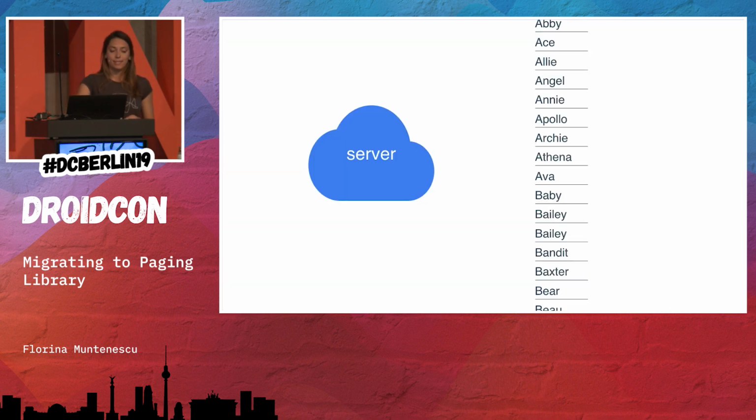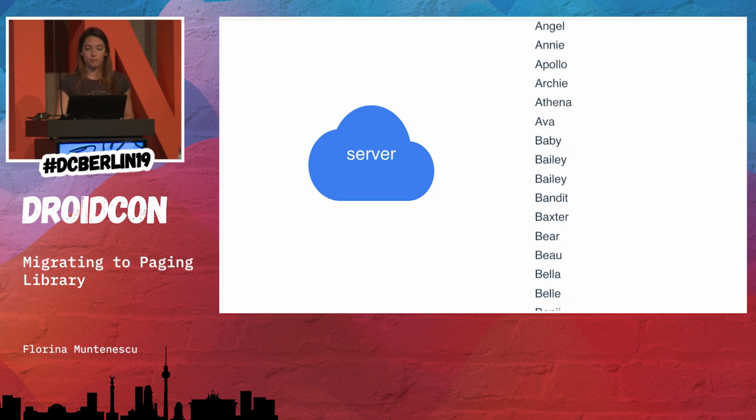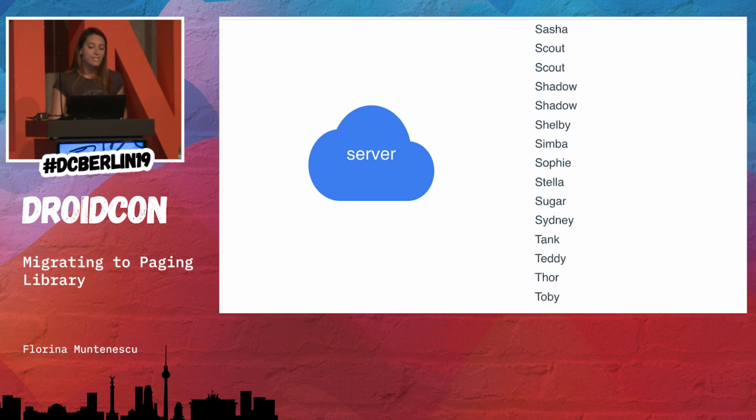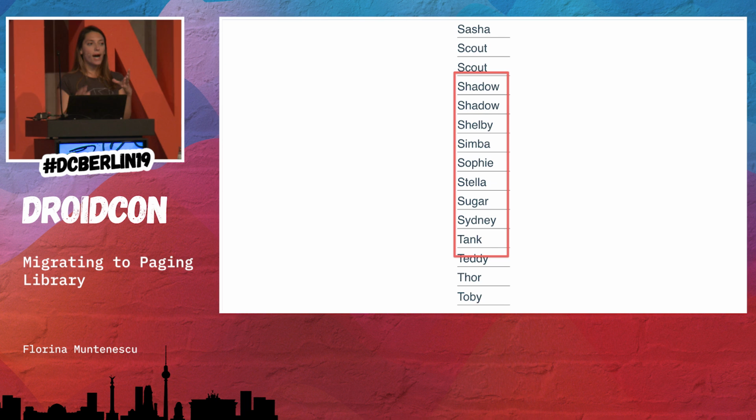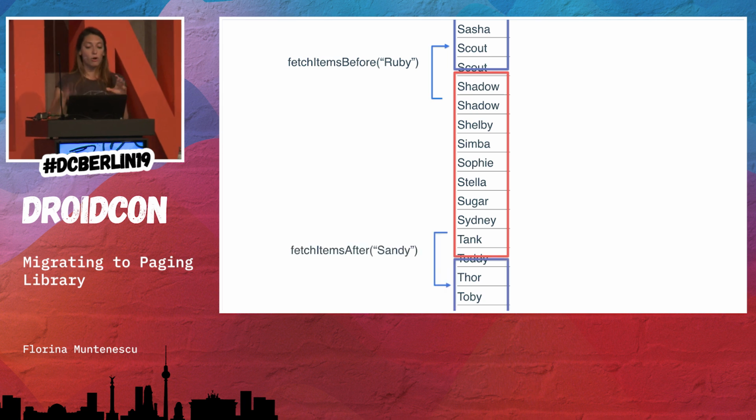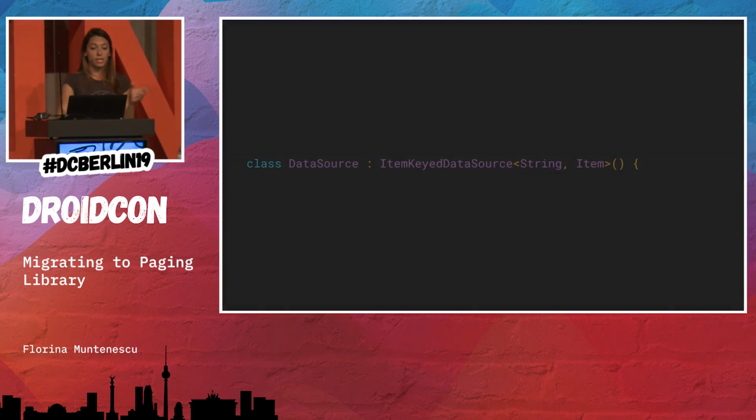Next, the item keyed data source. So let's say that your backend gives you a list of usernames, all of them ordered alphabetically. This means that you can uniquely identify, based on the list, which items can be fetched before that item or afterwards. So just by having that key, for example here, just by having Ruby, it knows how to load the items before Ruby. And just by having Sandy, it knows how to load the items after Sandy. So it's all based on a key.